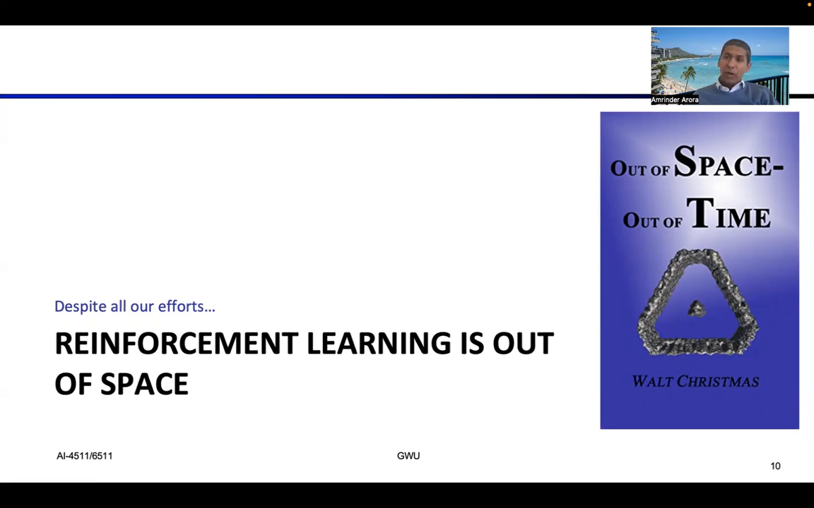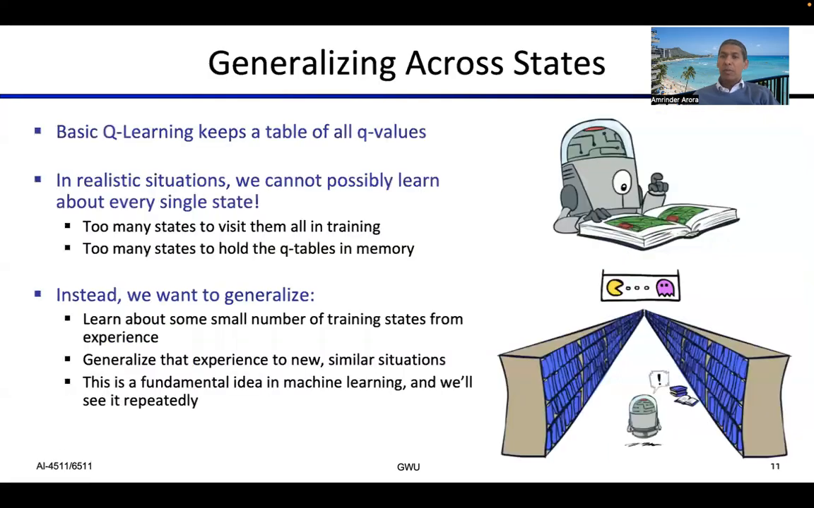Now, after doing all of that, after forcing exploration versus exploitation, the problem with reinforcement learning in larger contexts is that many times it is still out of space. It's out of space, it's out of time. And what do we mean by that? What we mean is that Q learning just keeps a table of all Q values, Q state action values. But in realistic situations, there are just far too many states. There are too many states, we can't even visit them all in training, and we cannot hold them in memory.